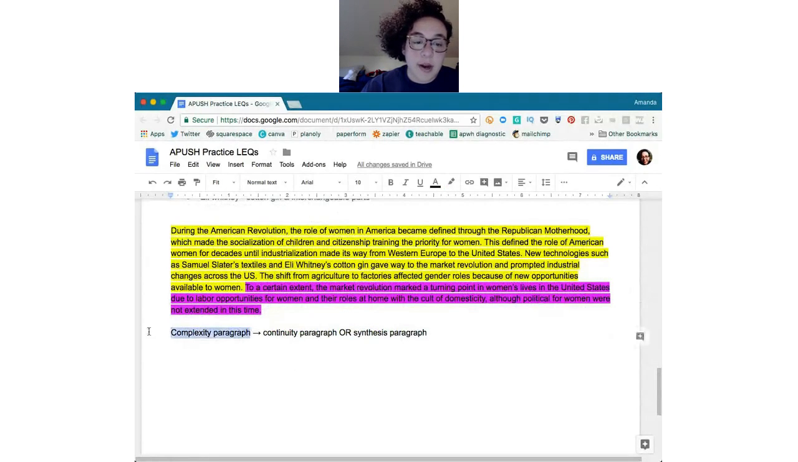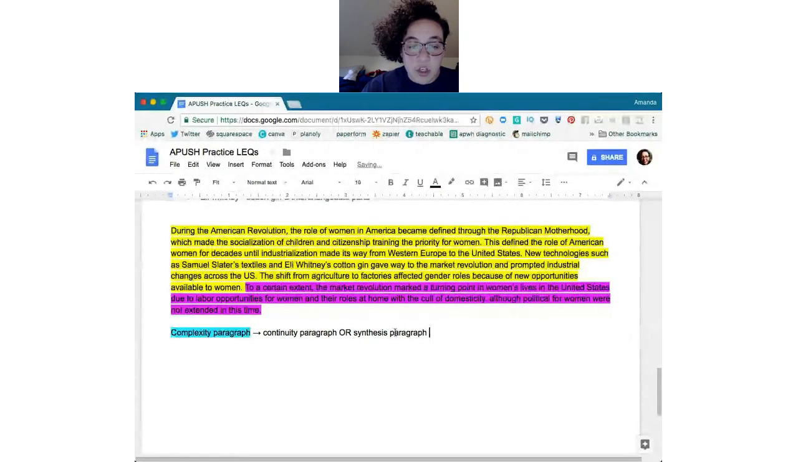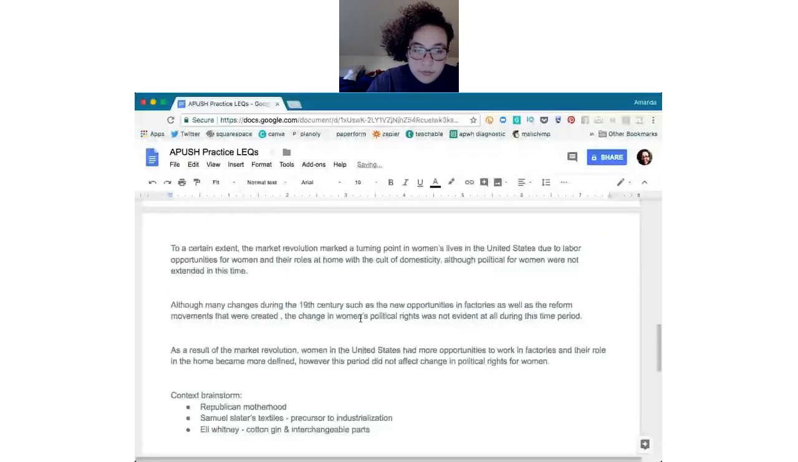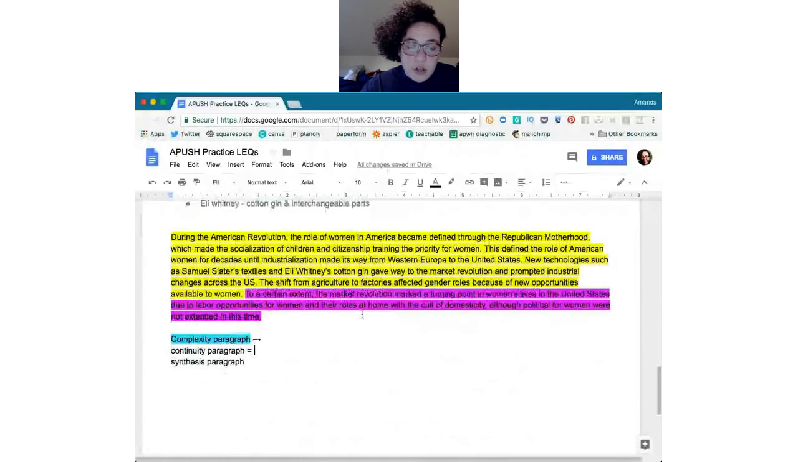Okay, so for the complexity paragraph, you've got a choice. Let's say it's going to be blue, and you can either choose to do a continuity paragraph or a synthesis paragraph. If you did a synthesis paragraph, what would that look like? A continuity paragraph would be the continuity you came up with, lack of political rights. You could just write a whole paragraph about the lack of political rights as a continuity.